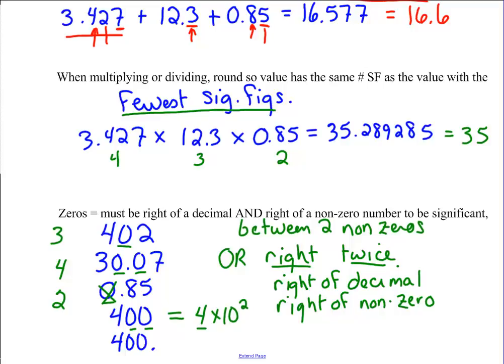If I take a look at the next one, the only thing different between this one and the one above it is that decimal. Again, the zeros are to the right of a non-zero, but the decimal there is an indicator that I can measure accurately to the ones place. If I can measure accurately to the ones place, that means that this 0 is significant. So this gives me 3 sig figs, and if I were to write it in scientific notation, it would be 4.00 times 10 to the 2. So a decimal can make a lot of difference in numbers.